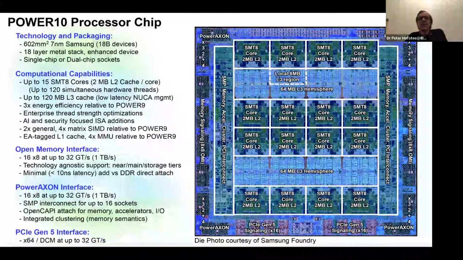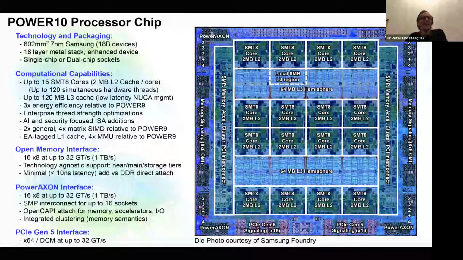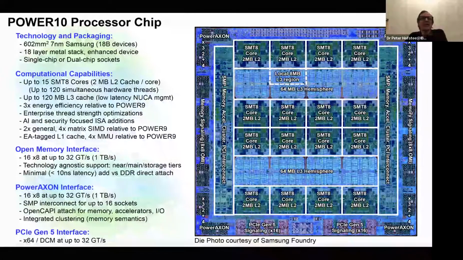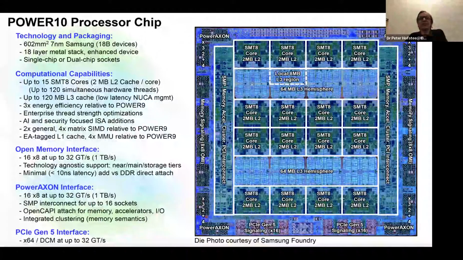So this is a relatively large chip, 600 square millimeters, in a modern 7-nanometer technology, with a lot of different layers of metal, 18 layers of metal, which is a very large number. On a single chip, up to 15 cores with 8 threads each, and you can also think of these cores as 2 cores of 4 threads each. And that is a substantial number of hardware threads on a single piece of silicon.